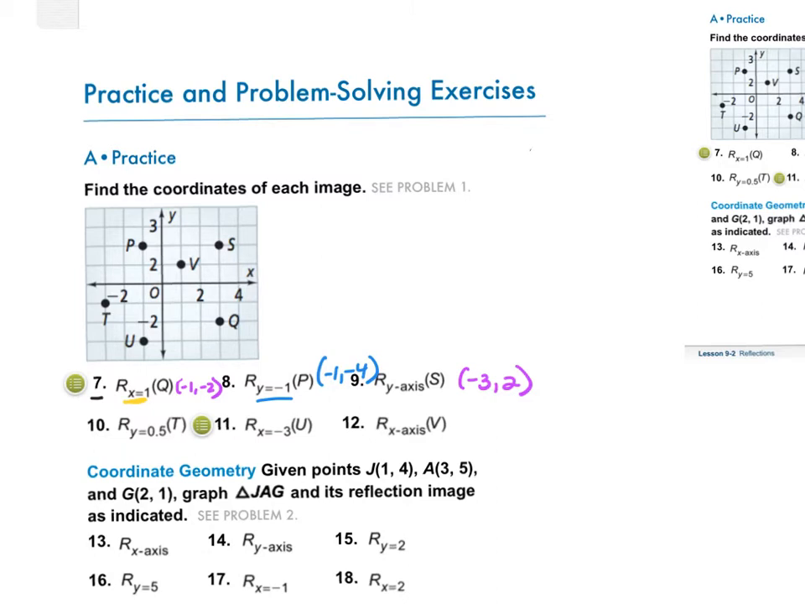Okay, now look at R, y equals 0.5, T. So this is actually y equals 1/2, which is the line that runs in between where y is 1 and y is 0. Now T is here, which is 1.5 units below it. So I'm going to go 1.5 units above it, which is -3, 1, 2.